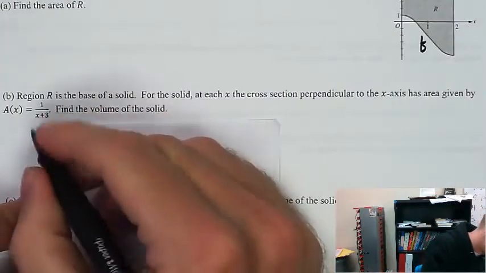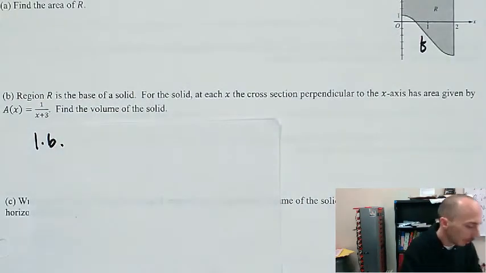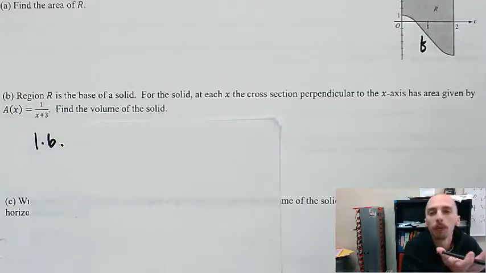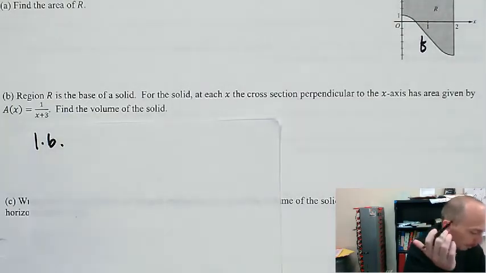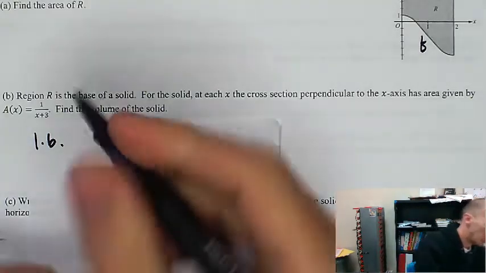Okay, now part B, this one's a little weird. You might not have seen one like this before, where they're going to say it's a cross-section area, but here's the formula for the area of the cross-section. 1 over x plus 3. And I think a lot of people look at this one and like, it can't be this easy, right?